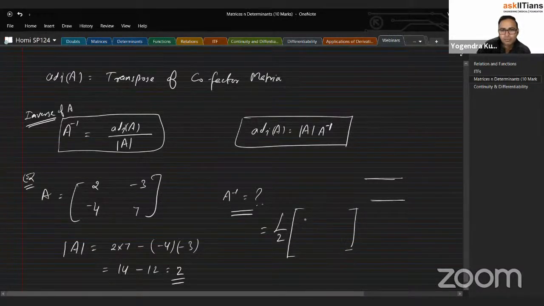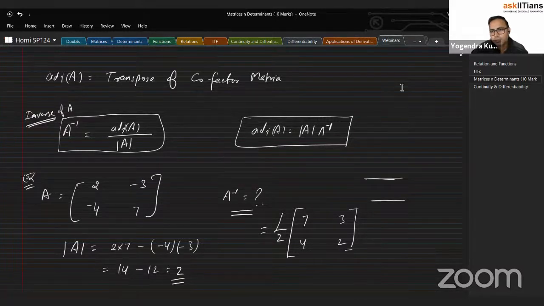Okay, what will it be? 7 and 3 here, 4 and 2, right? Like that. Correct, no? Because here we can do the cofactor of 1, 1, this one, what will it be? 7, right? That will come here. Then the cofactor of 1, 2, this one, will have a negative sign, so we need to change the sign. So it will change to plus, and it was going to be here, but because of the transpose, it will come here, right? Yes, Larry. Perfect.